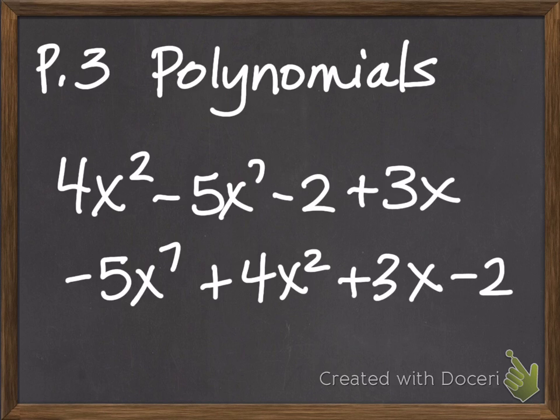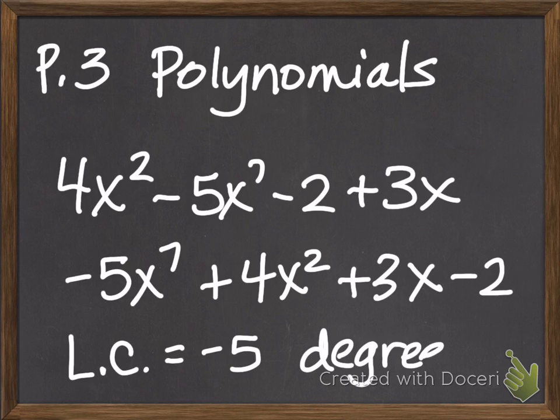The number in front of the highest power is always called your leading coefficient. We're going to abbreviate that from now forward in math. The leading coefficient is negative 5, and the degree is always the highest exponent. So in this case, the degree of this polynomial is 7.